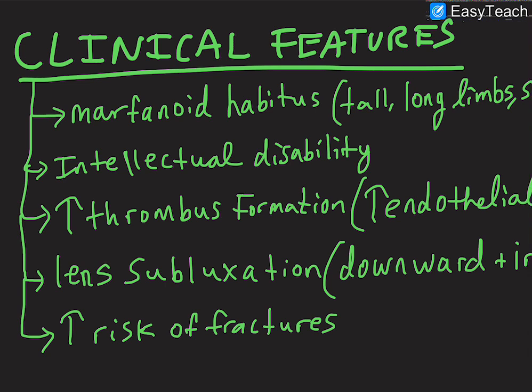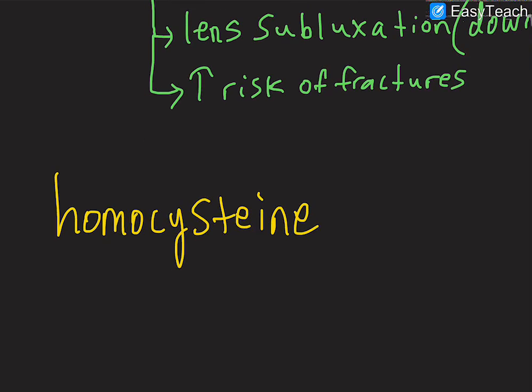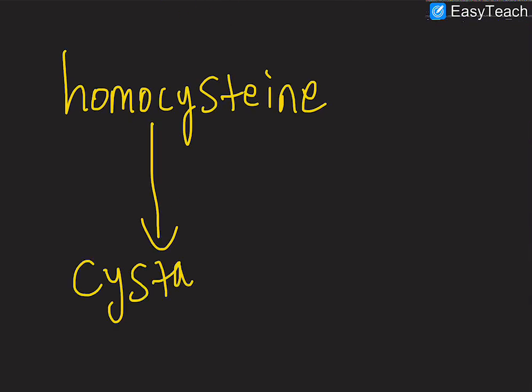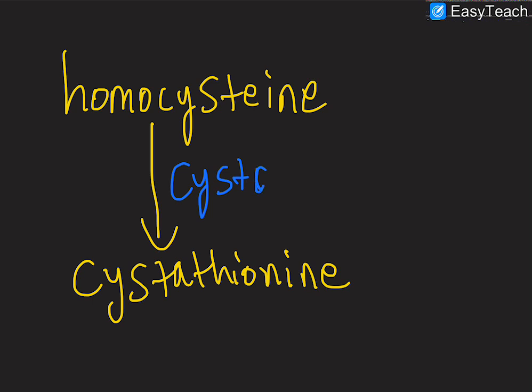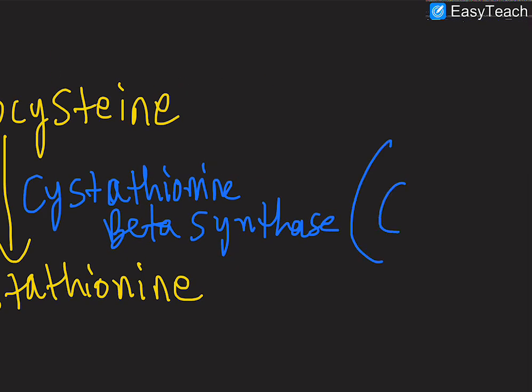So why do we get homocystinuria? Remember, we talked about a specific enzyme when we were talking about homocysteine metabolism. We said that in the transsulfuration pathway, we get homocysteine, which converts into cystathionine. And how does this happen? Via an enzyme called cystathionine beta synthase, also abbreviated CBS.